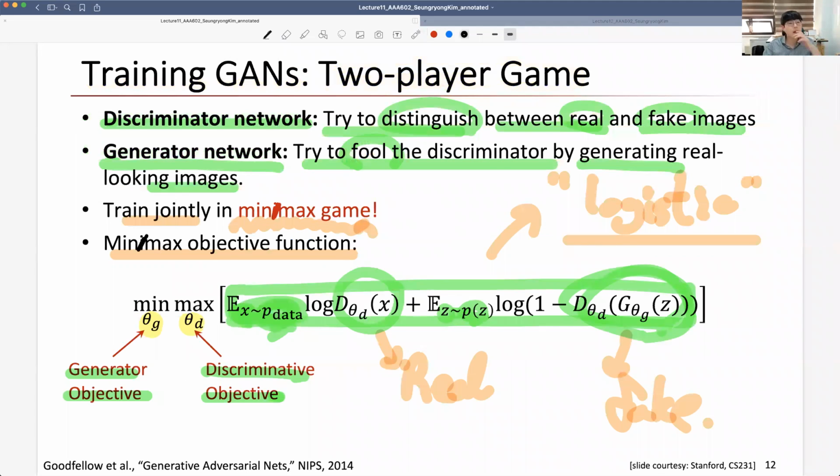So let me go into detail. How can I train such two networks? They should be trained jointly in a minimax game.